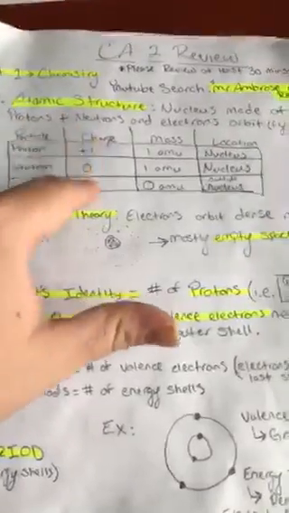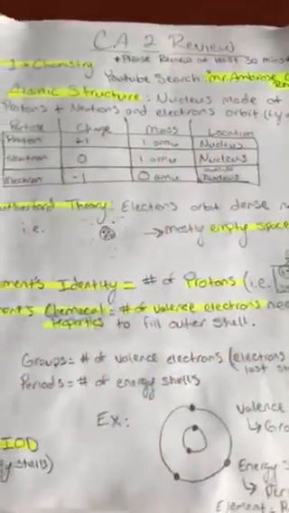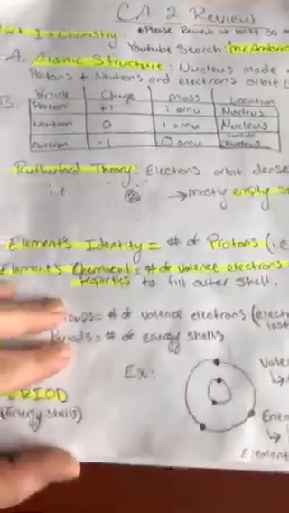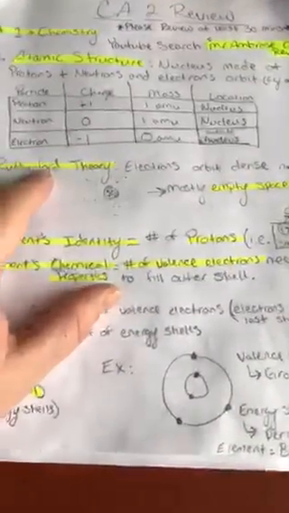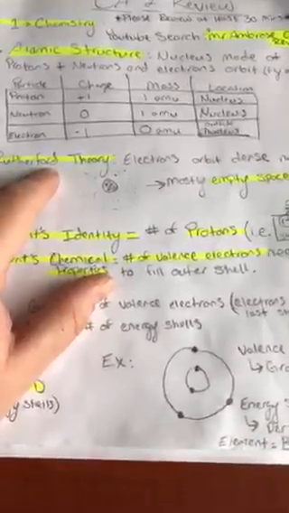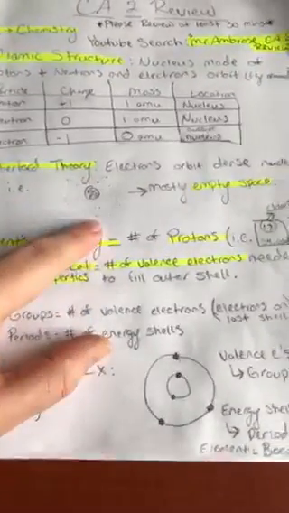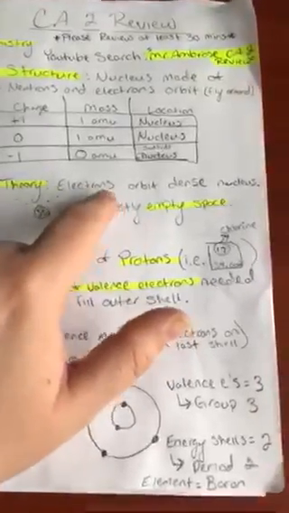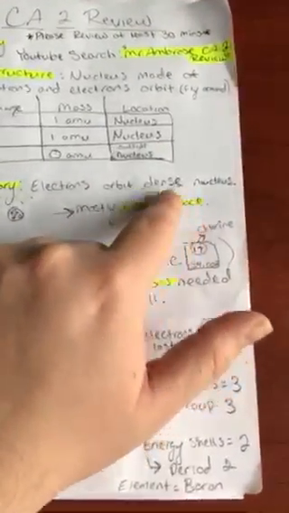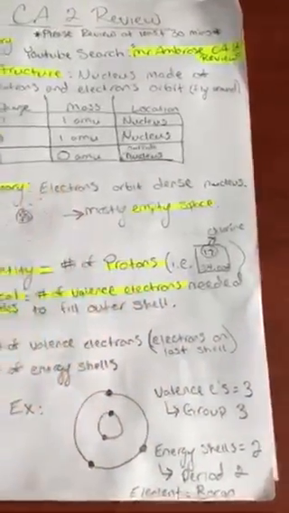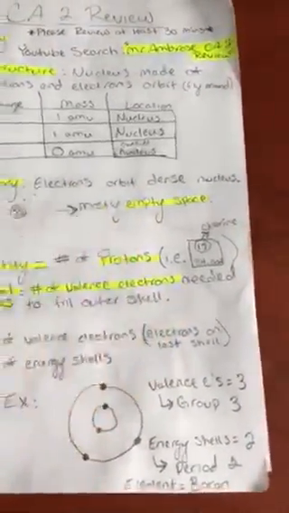This chart tells us the charge, mass, and location of each of our subatomic particles. Okay, just a reminder. And then the Rutherford theory, just the theory of how the subatomic particles actually move in the atom, is just that electrons orbit a dense nucleus, right? So a dense nucleus of protons and neutrons, and the electrons orbit that. Most of the atom, though, is made up, as we know, of empty space.